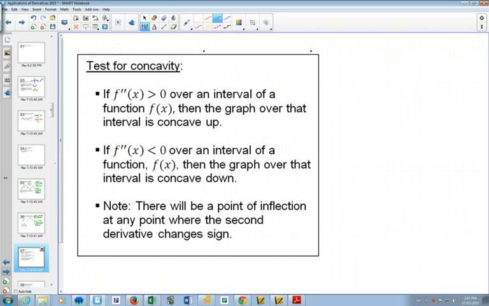So then this gets us to how you can test for concavity. If you find your second derivative is greater than 0, then it's going to be concave up. If your second derivative is less than 0, it's going to be concave down. And wherever it's equal to 0, or wherever it changes from concave up to concave down, which can only happen if it's equal to 0, then we're going to have an inflection point.